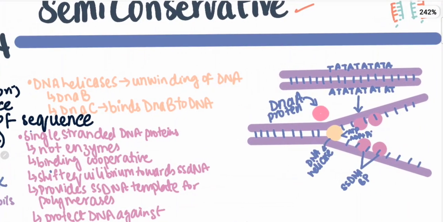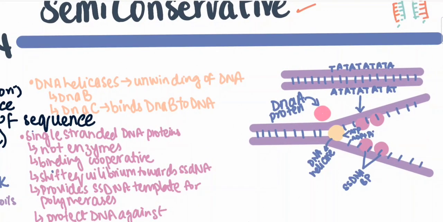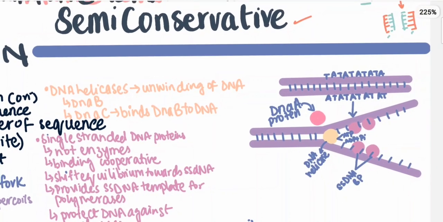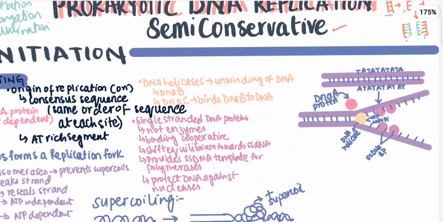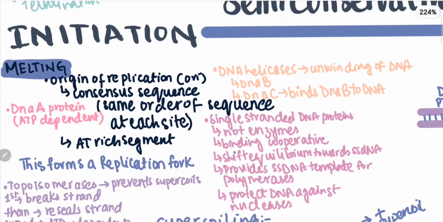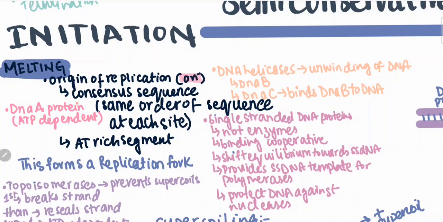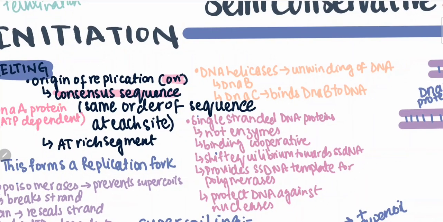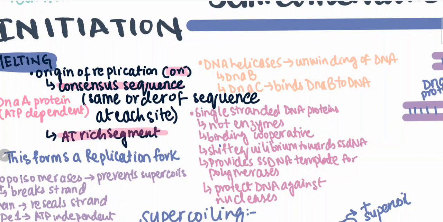So with initiation, we have a DNA molecule with us, okay? But what is important is that we need a part of this DNA to unwind. And that happens at specific locations. And those specific locations are called ori, or the origin of replication. And the origins of replication are basically consensus sequences, which means that they have the same order of sequence at each site.